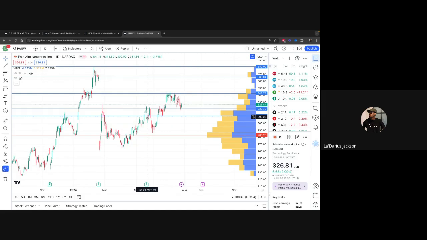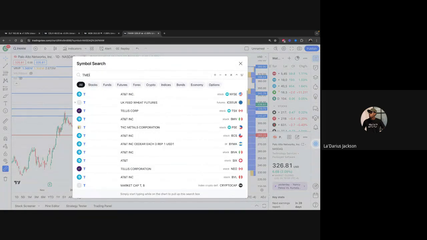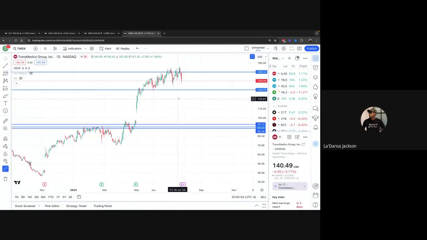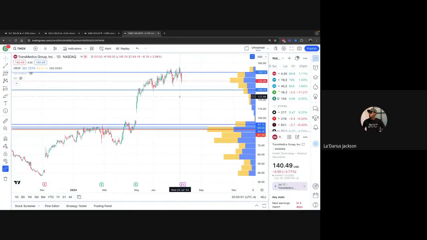No problem. Transmedics. All right, we can do one for the road. TMDX has been going crazy and it's finally pulling back. This thing has been stuck up since the last time we traded it. We started trading this one recently.